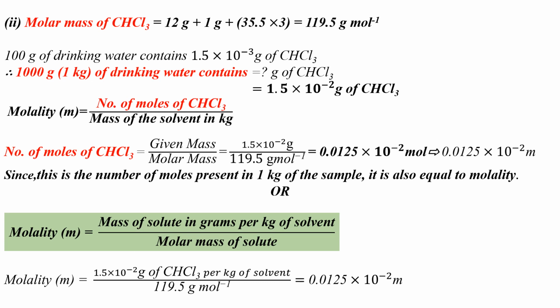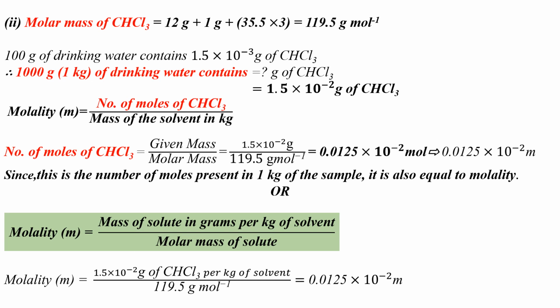We know what is molality. Molality is the number of moles present in mass of the solvent in kilograms. So whatever be the number of moles present in 1 kilogram of the sample, it is equal to molality. So you can straight away write it as 0.0125 into 10 power minus 2 molal.